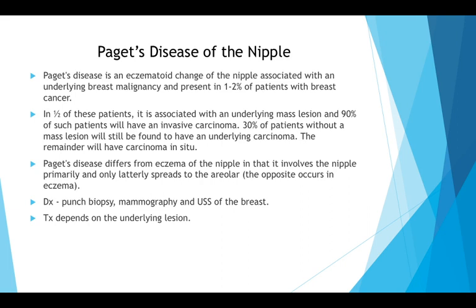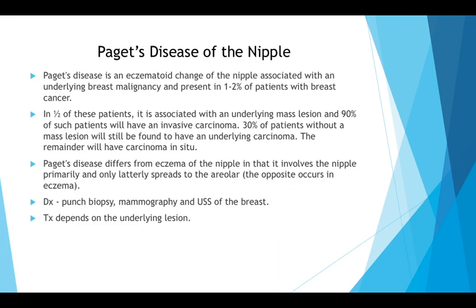Okay, so the final pathology to cover is Paget's disease of the nipple. Paget's disease is an eczematoid change of the nipple, and it's associated with an underlying breast malignancy. It's not a very common cause of breast carcinoma, but it's something to be aware of. In half of these patients, it's associated with an underlying mass, the majority of which will be an invasive carcinoma.